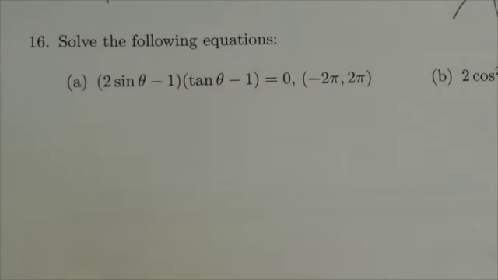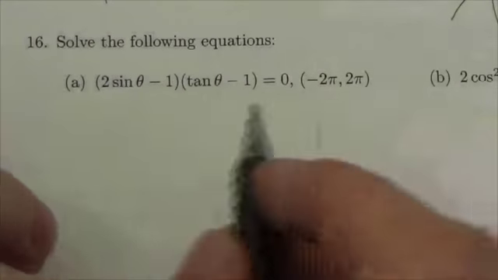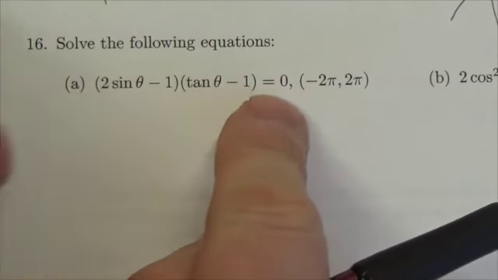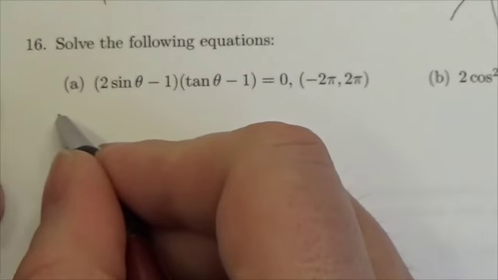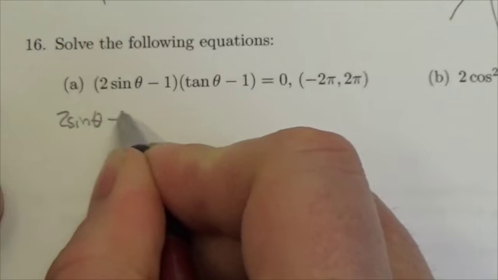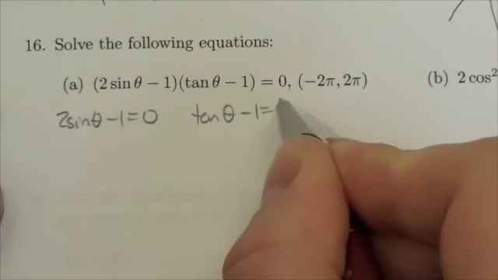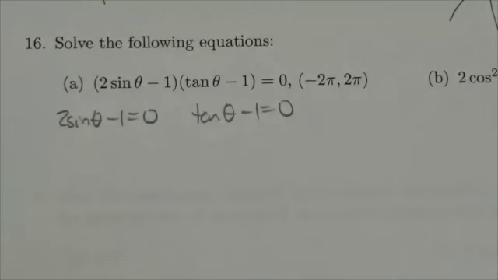All right, hi everybody. In this question, we're just asked to solve it. Notice that this has already been factored. I've got this factor times this factor equals 0, which means I can split this up into 2 sine theta minus 1 equals 0, and the tangent of theta minus 1 equals 0. And then I can solve those individual equations here.